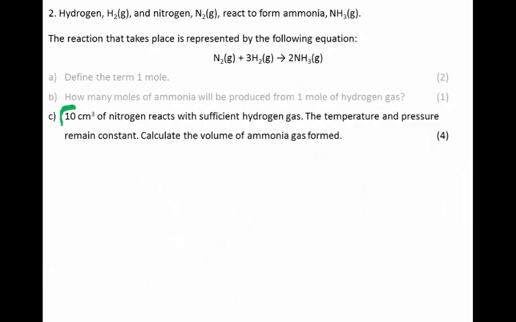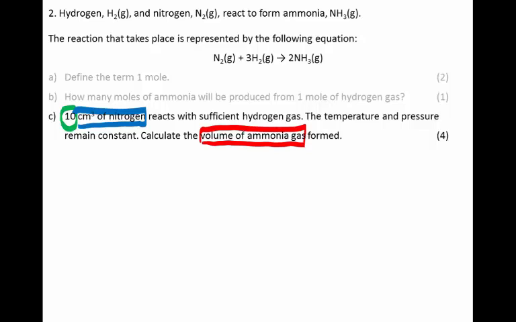Question C says 10 centimeter cubed of nitrogen reacts with sufficient hydrogen gas. The temperature and pressure remain constant. We have to calculate the volume of ammonia gas that's formed. Now I'm going to do this in 2 ways. One is a long way, which is actually maybe slightly wrong or rather unnecessary, but I think it will probably make more sense to you, and then I'll show you the better, quicker way, which if I start with might not make complete sense yet.